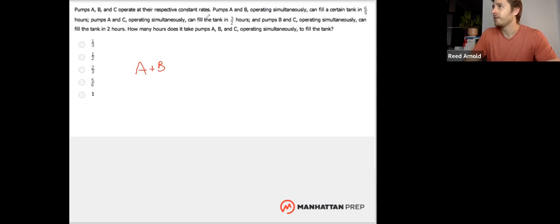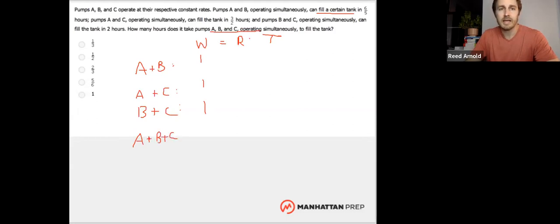So what I do when I have a question like this, I have my A and B situation when they're working simultaneously, I have my A and C situation when they're working simultaneously, and I have my B and C situation when they're working simultaneously. And I'm just going to build the three scenarios using the standard work equals rate times time equation. And what's happening here? What work are they doing? They are filling a tank. So there's one tank of work done, and that's true in every situation. We're always filling the same tank. And I'm asked about what happens when A plus B plus C are all in the game filling this tank?